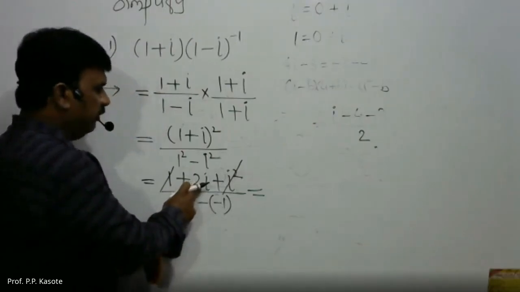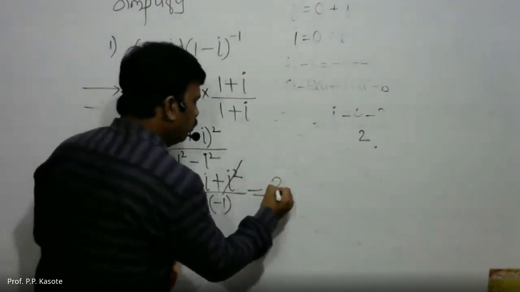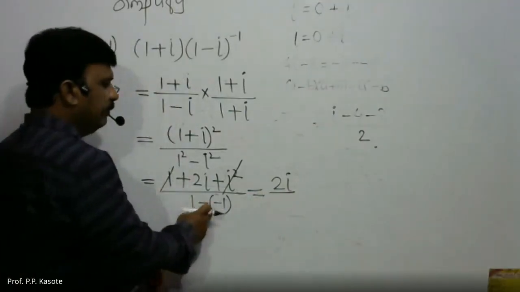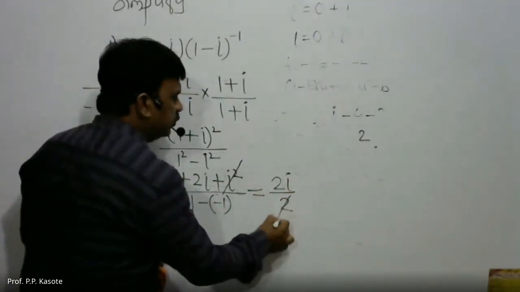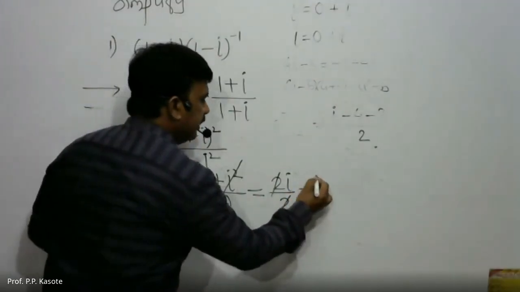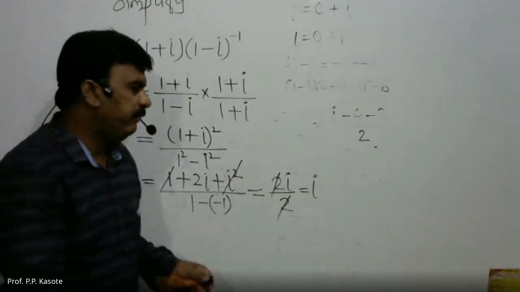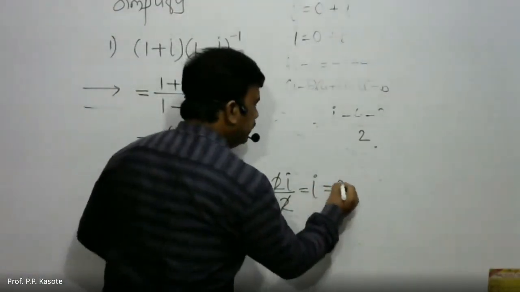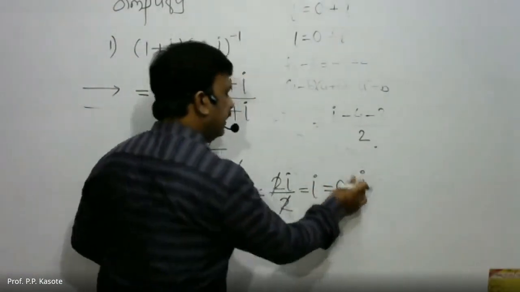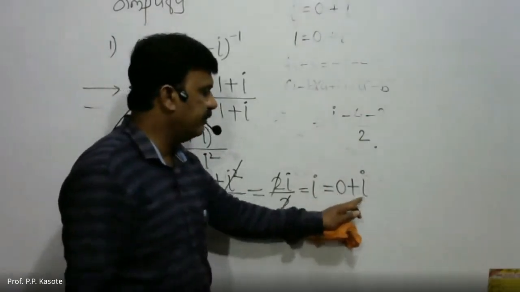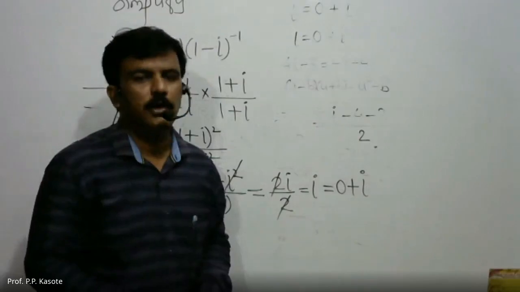What we got in the numerator? We just got 2i in the numerator upon what is there in the denominator? 1 plus 1, that is 2. This 2 will get cancelled and the final answer is i. But let us not keep it as it is. We will write this i as 0 plus i. We'll write it as a complex number in which the real part is 0 and imaginary part is 1. Okay, all of you understood?